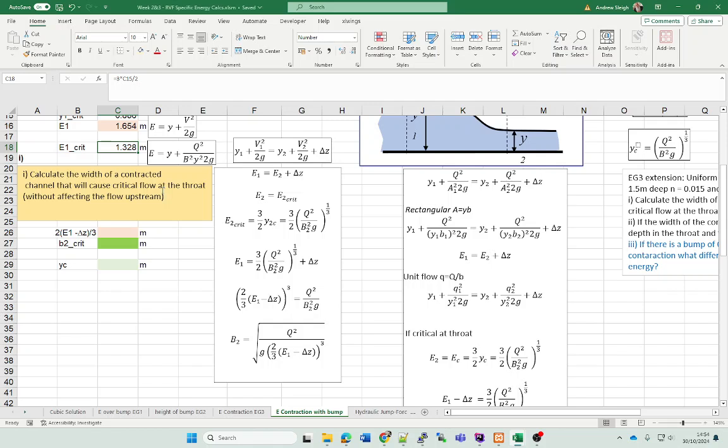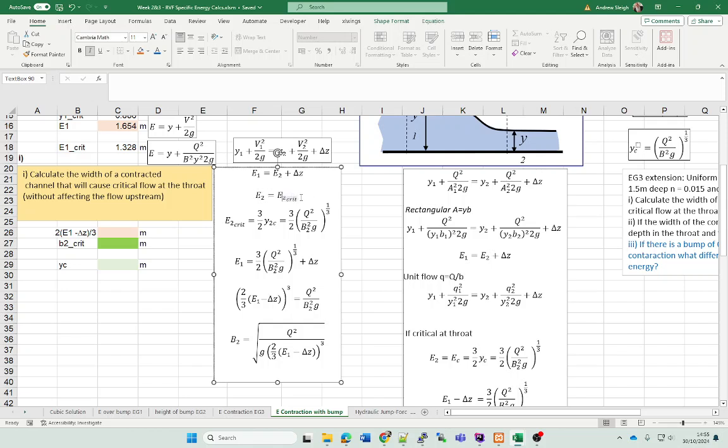Okay. Now we're going to do the calculations for the critical width, the width that causes critical flow in the contraction. Now this time the difference in our calculations is that we're going to write down that our energy upstream is equal to the energy in the flow at the throat plus a delta Z. So that's a slight difference. We need to encompass this delta Z into our algebra. So it's this panel here which is absolutely key to understanding this contraction with a bump in it.